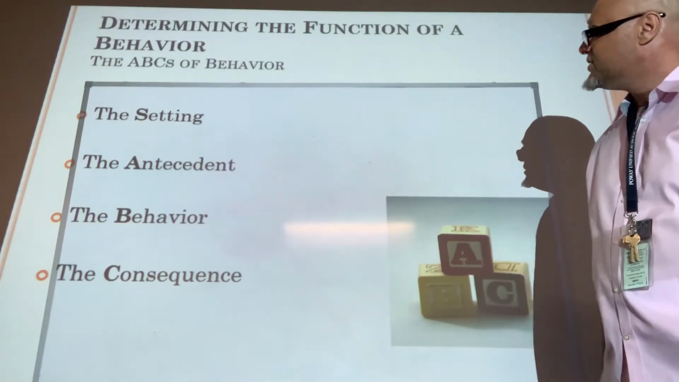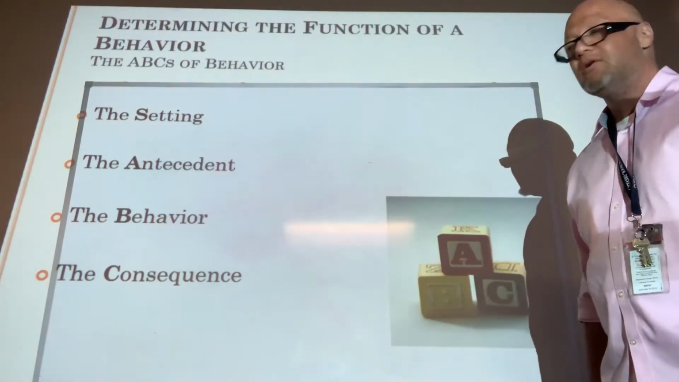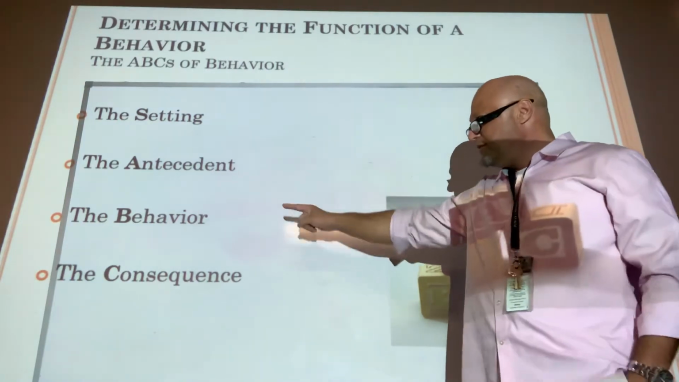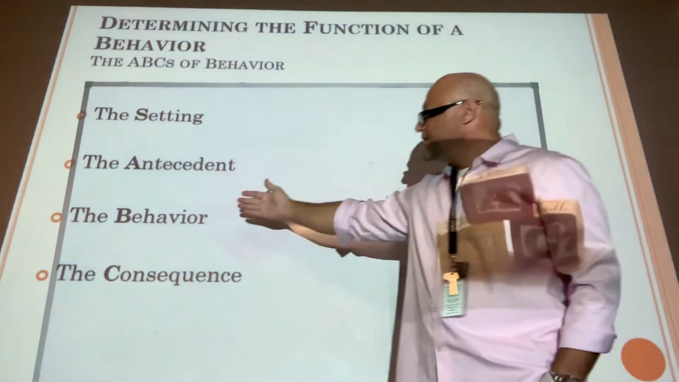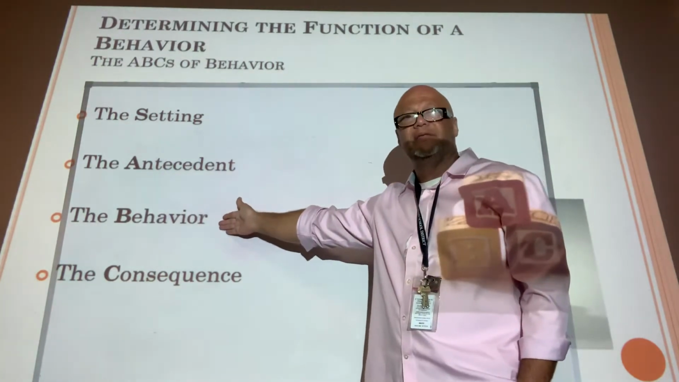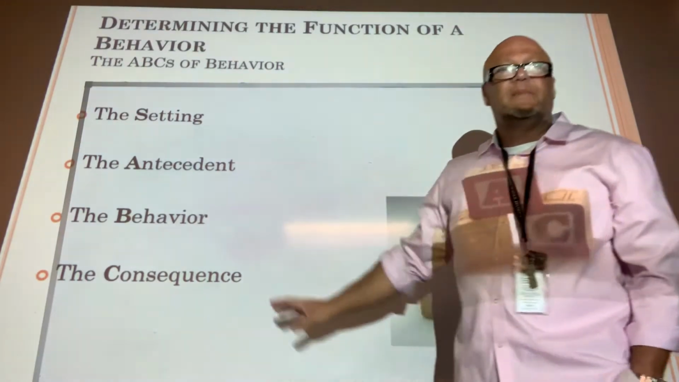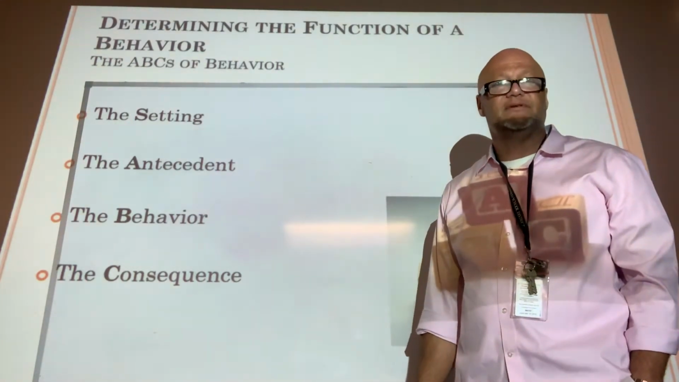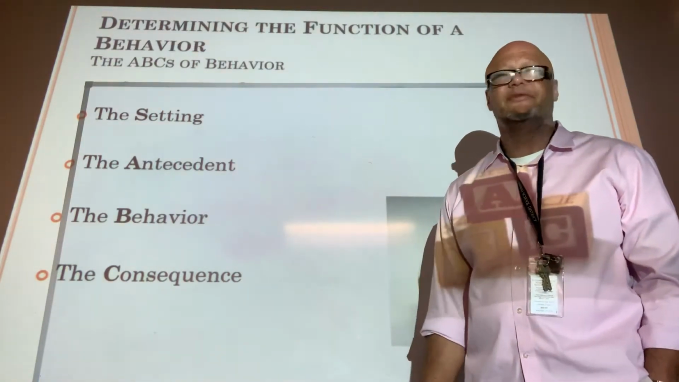Let's go ahead and start talking about how to determine a function of a behavior. And really, we're looking in applied behavior analysis at four parts, and it goes SABC. Behavior is really your main thing. That's what you're going to focus on. So generally you're going to focus on maybe one to three actual behaviors. You're going to look for the most relevant behaviors that are causing problems.